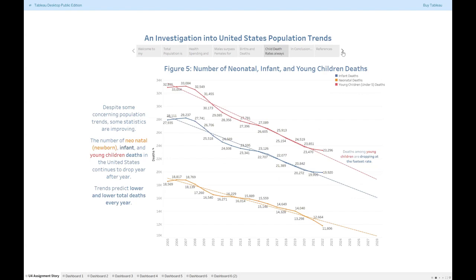An increase in population, a decrease in growth rate, too much healthcare spending, or maybe not enough, an imbalance in genders, plummeting birth rates. Let's look at some good news.